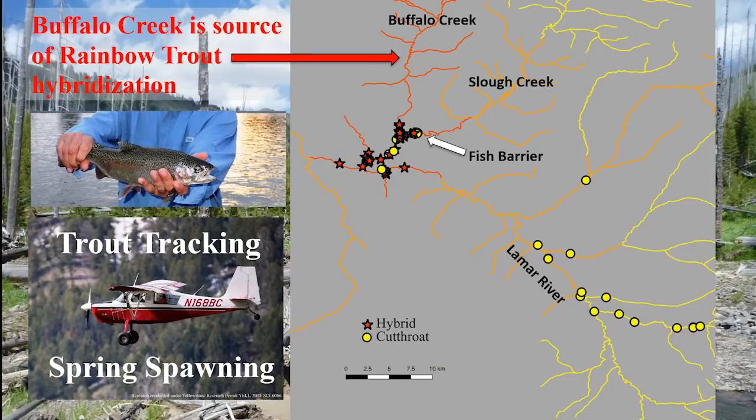We've conducted trout tracking, telemetry of trout throughout the Lamar, especially during spring spawning period, when all the hybrids and rainbow trout congregate down in the lower Lamar River, lower Slough Creek, and lower Buffalo Creek area of the watershed. We've learned that Buffalo Creek is a primary source of rainbow trout hybridization to the Lamar River system itself.